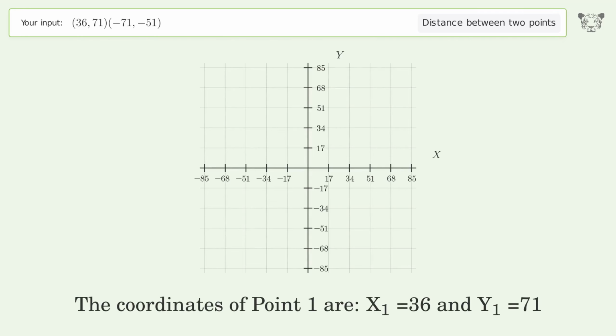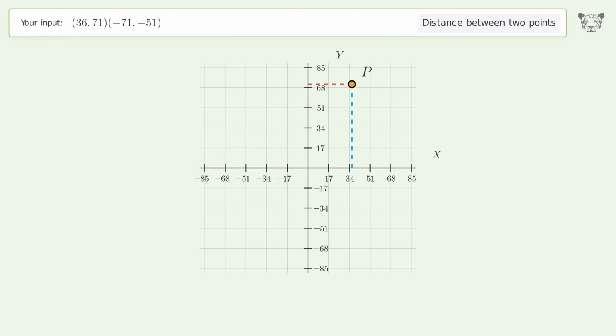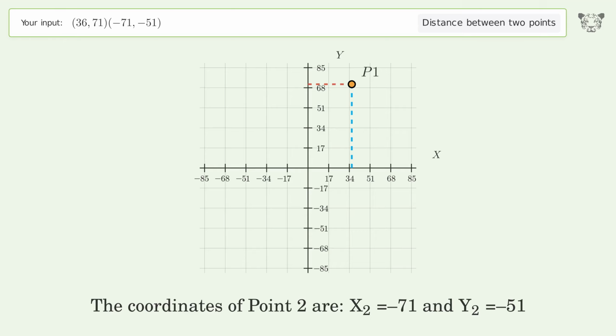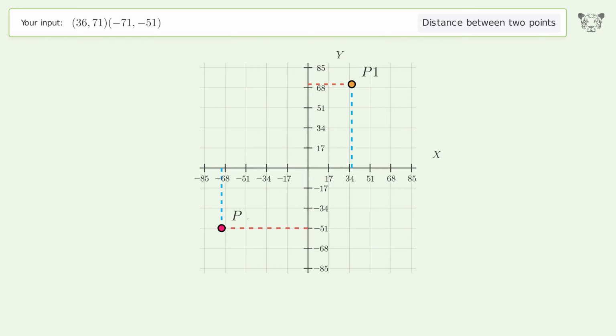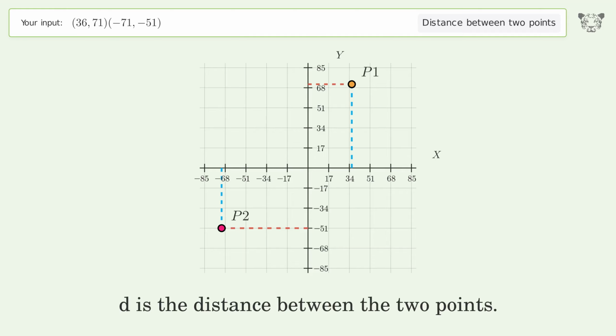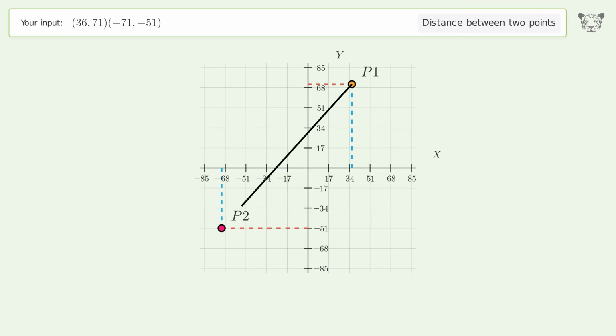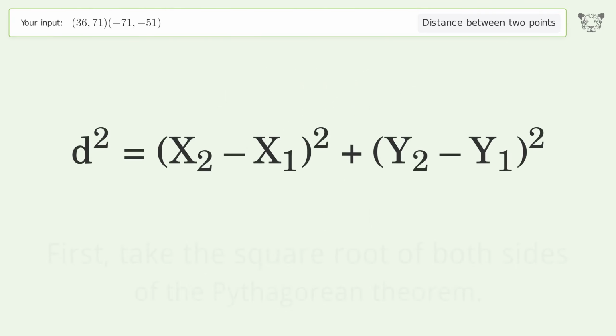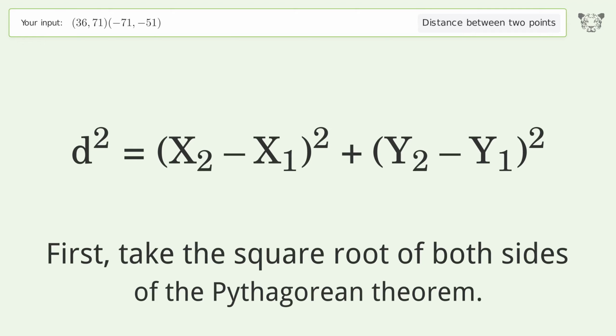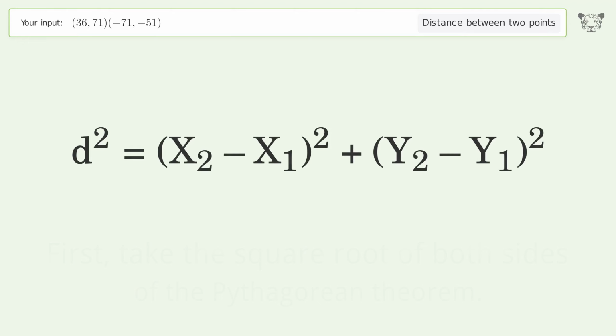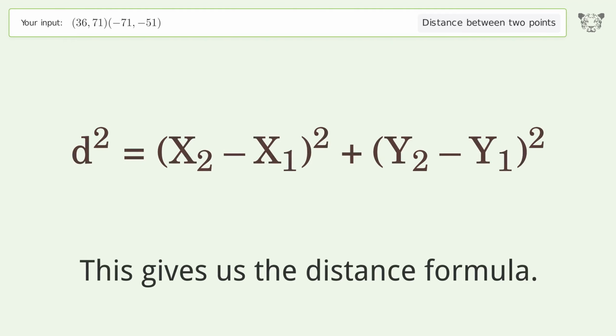The coordinates of point 1 are x1 equals 36 and y1 equals 71. The coordinates of point 2 are x2 equals negative 71 and y2 equals negative 51. D is the distance between the 2 points. First, take the square root of both sides of the Pythagorean theorem. This gives us the distance formula.